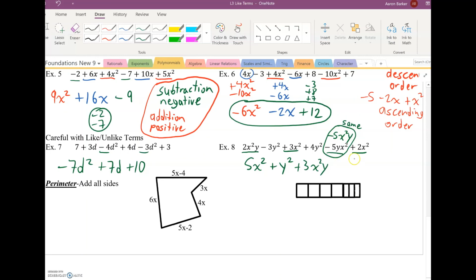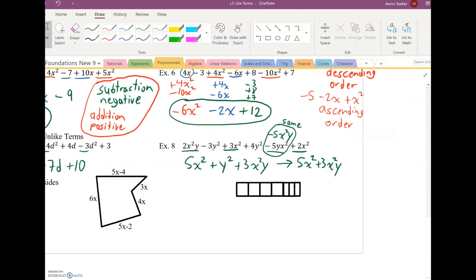Okay, you could also write the exact same answer as 5x squared plus 3x squared y. As long as the sign in front of the coefficient is the same and the coefficient is the same, it doesn't matter. So you could have it in a different order. And of course, there's one more order as well that you could write. Okay? So they are the same.